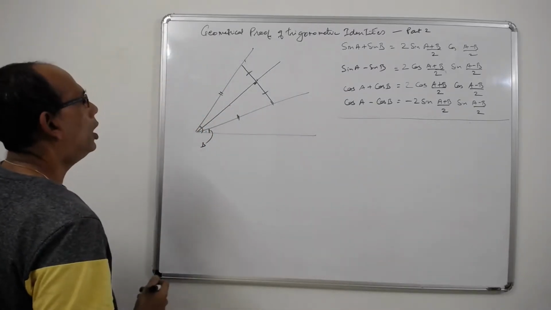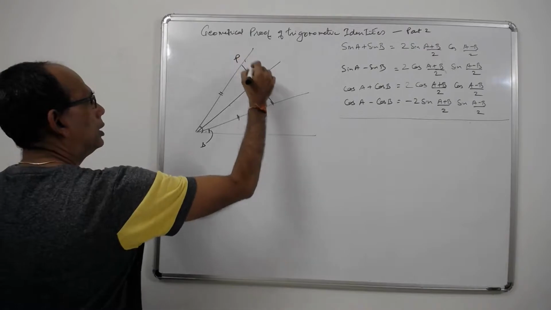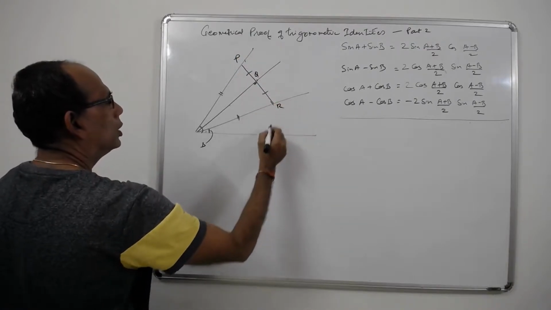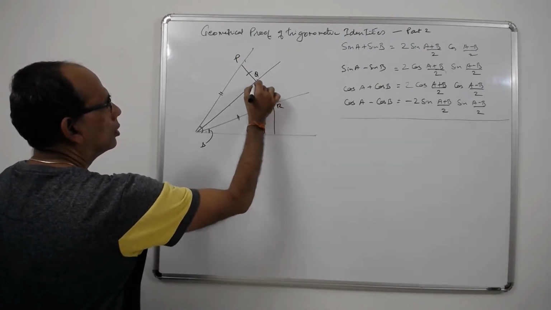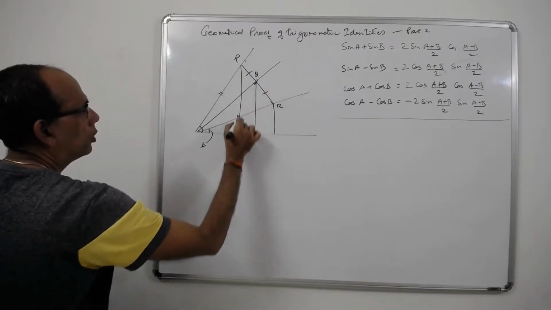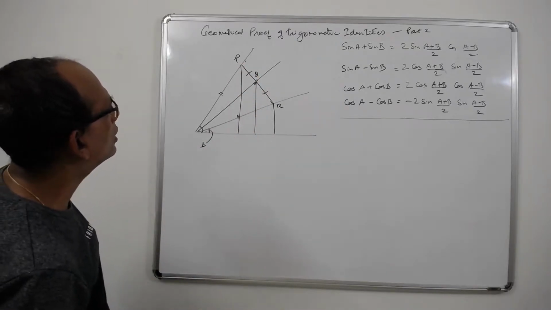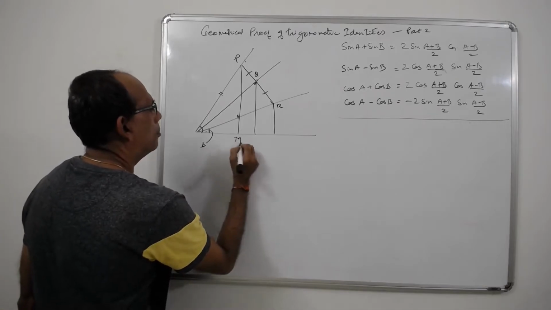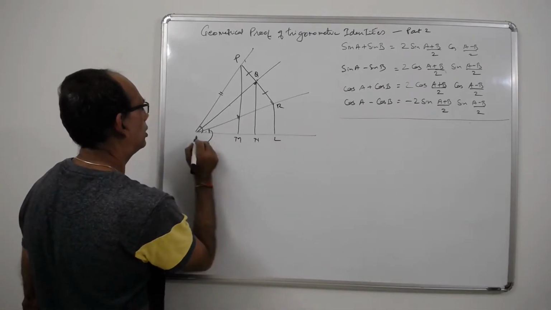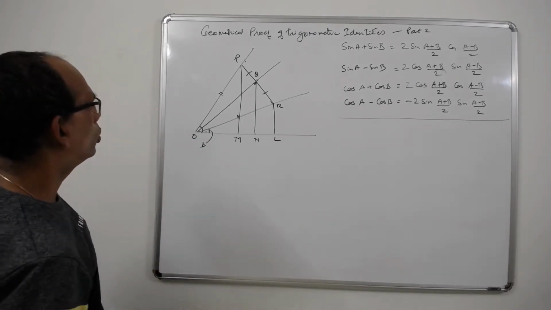Now let's name them so it's easy for us. P, Q, R. We project them down; every point is projected downwards. So let's call these M, N, and L. This will be O.